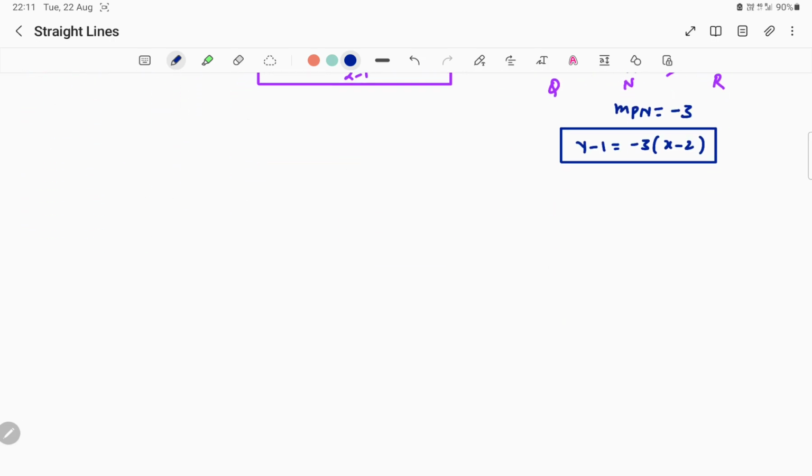Okay. Now the third part. What is the third part? The third part is the perpendicular bisector. So what is a perpendicular bisector? The name itself clarifies. It is perpendicular and bisector. Okay.